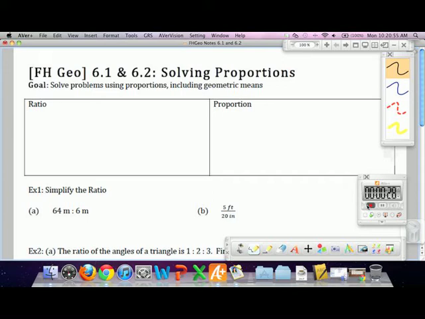Similar triangles, we'll see a lot more properties as we go on in the next couple days. But today we're going to basically do a review of the algebra skills we're going to need to be successful in both this chapter and the next.